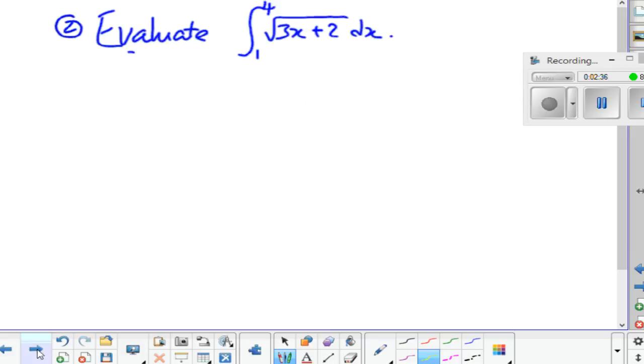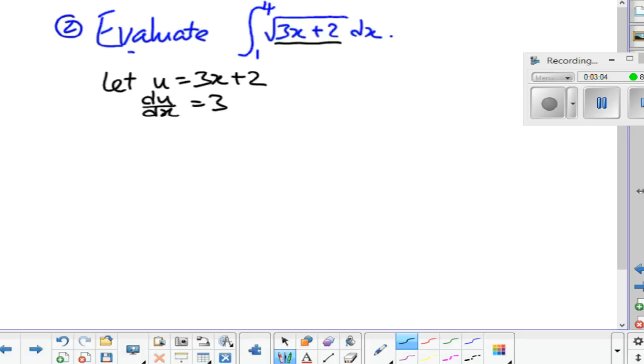So let's also go to the next question. Here's the next question. You may want to pause the video and try it out yourself, and then when you're ready, play the video to check the answer. All right. Here we have square root of something. So this is the something that I like to substitute away. So let me say let u equal 3x plus 2. And then du/dx in this case is 3. The purpose of doing the derivative is so that I can substitute away the dx. Therefore, dx is equal to du over 3.